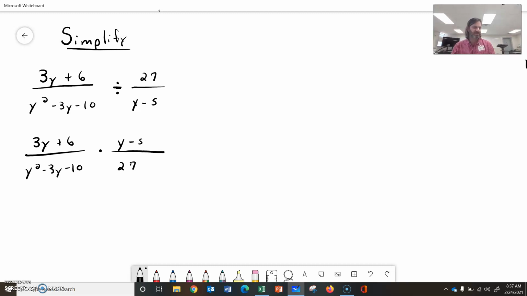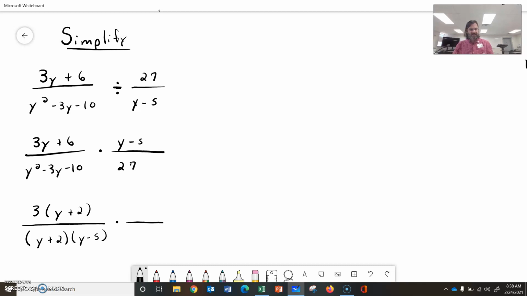So look at the first fraction, 3y plus 6. We can pull a 3 out of the top, and it'll be 3 times y plus 2. The denominator is y squared minus 3y minus 10. You can go through your quadratic factoring techniques, and that should give you y plus 2 times y minus 5. You can either check behind me there, or you can factor it yourself, which would be a good idea because you could probably use the practice.